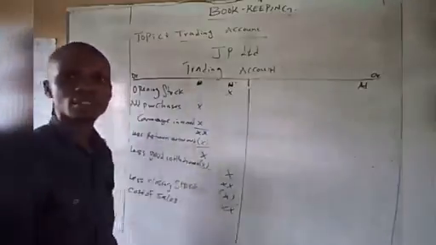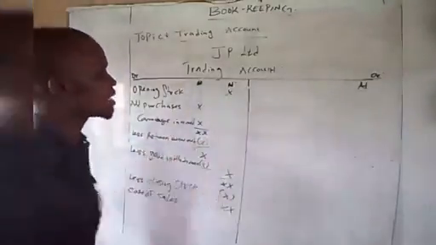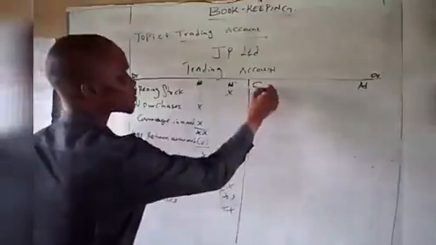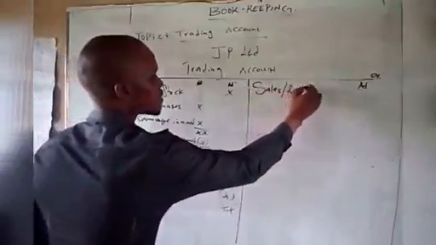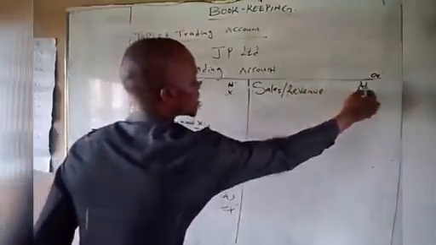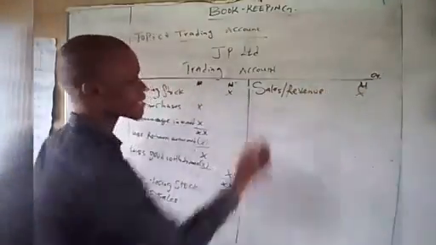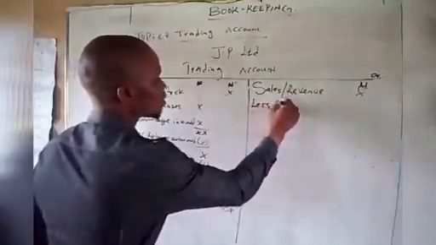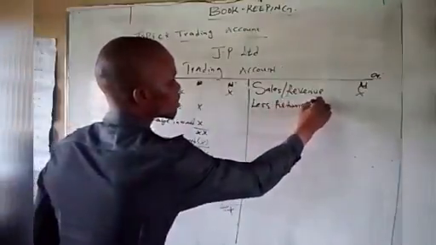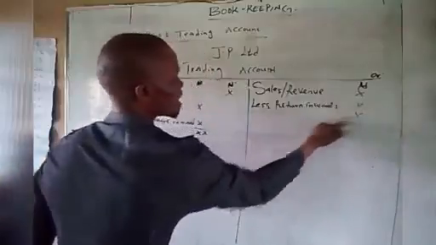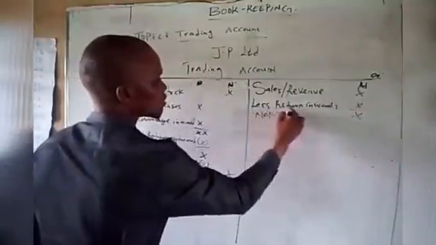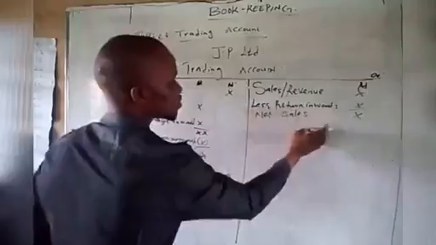Now you go to the credit side. On the credit side, we have sales or revenue. You put it down. You now less return inward. Whatever you arrive at here is called net sales.